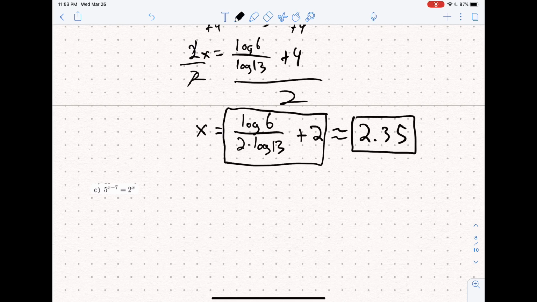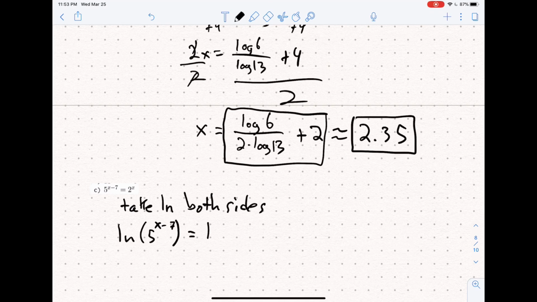And so what do we do? We take the log of both sides. I'm going to choose to take the natural log. You could use the regular log. It doesn't much matter. So the rule with dealing with these x's in the exponents is just take the log of both sides. That's ultimately what we want to do. So we have the natural log on the left of 5 to the x minus 7, and on the right, the natural log of 2 to the x.